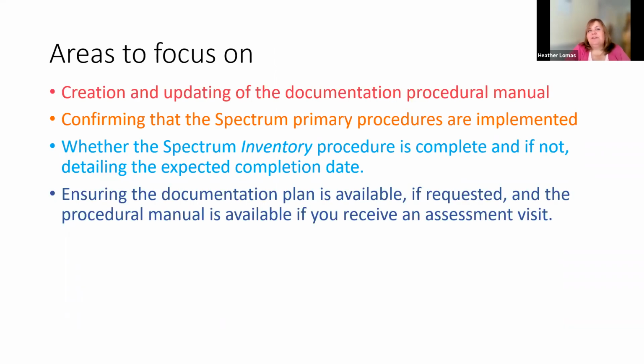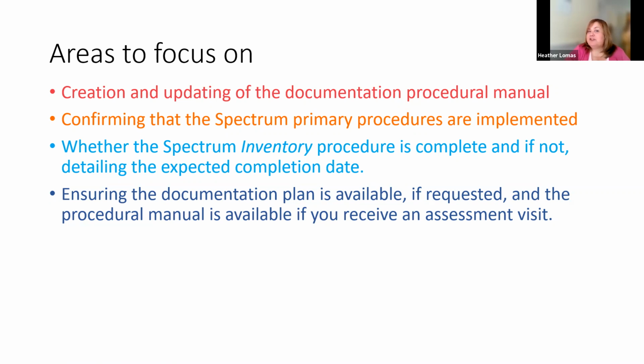Areas to focus on for this include the creation and updating of the documentation procedural manual. So if you're providing a return, it might be that your documentation procedural manual hasn't been reviewed for a while. So it's a good opportunity to go back and check that things are still working as they were before, or that you might have things to add in or change. So it's a good time. You need to confirm within the accreditation return or application that the Spectrum primary procedures are implemented. So you might not have implemented them for everything because you might have a backlog, but they need to be there in place to be followed.